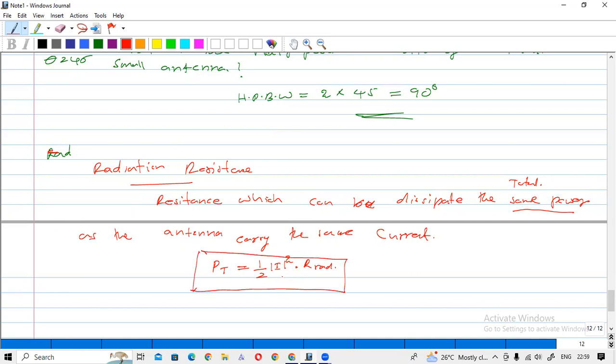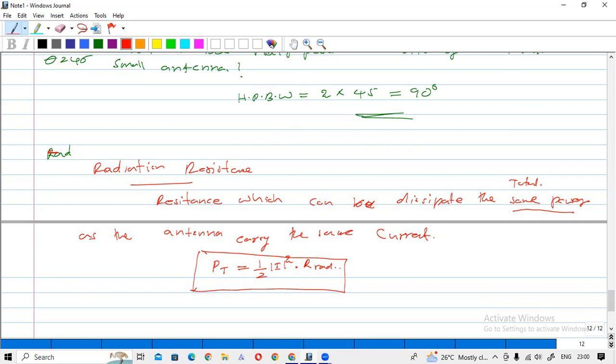Okay, so if the antenna is carrying the current through the antenna, if you consider a resistance, a current flowing through a resistor dissipates the same total power. The power dissipated by the antenna, that is radiated by the antenna, is called the radiation resistance.